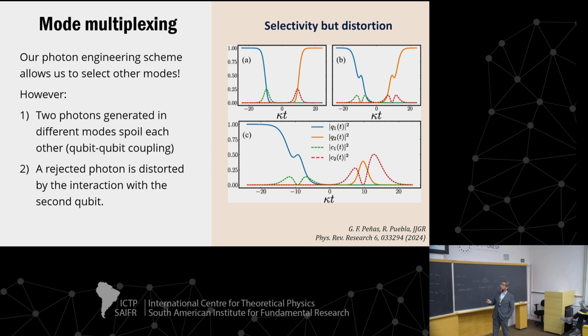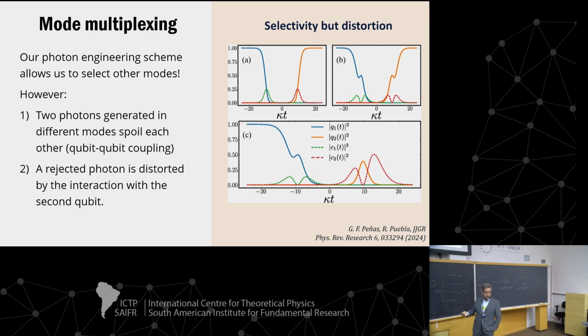The other problem is that in this approach, you want to reject the photons that are not in your particular mode. But whenever you reject a photon because it's reflected back from the qubit, the photon that you reflect back is distorted, because it interacts with the qubit. It's not that nothing happens to it. So this mode multiplexing didn't work very well.